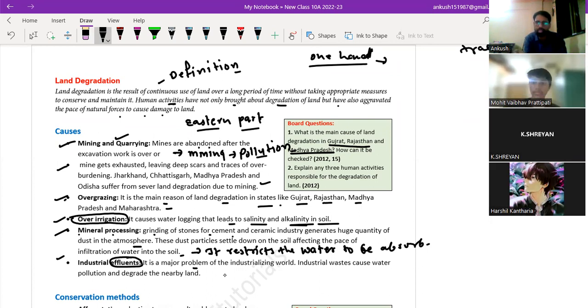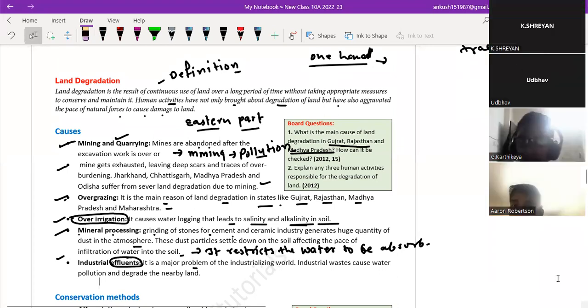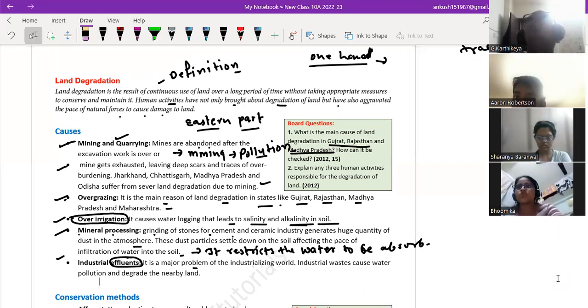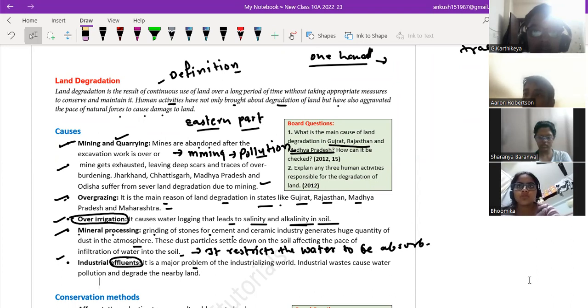Confirm that you all are there. Shreyan, Harshil, Karthikeya is already there, Udbhav. Bhumika is there. Where is that girl? Sharanya is also there. Harini is not there. Deepshika is not there. They have not joined the class today. Okay, let it be, no matter.